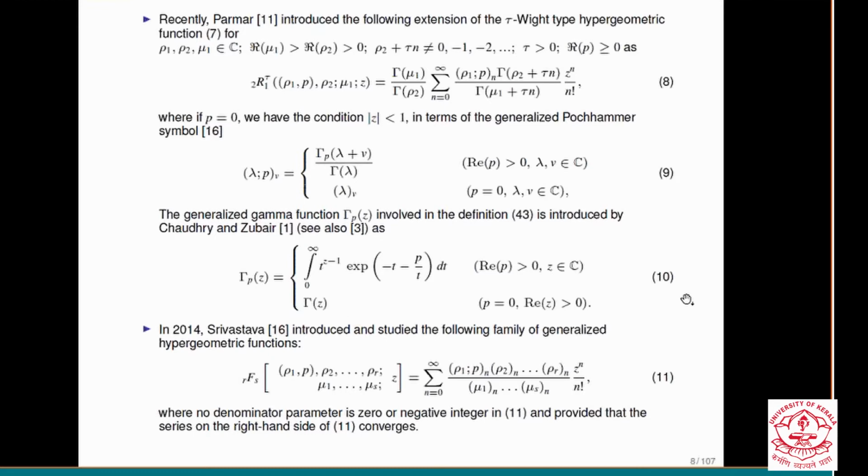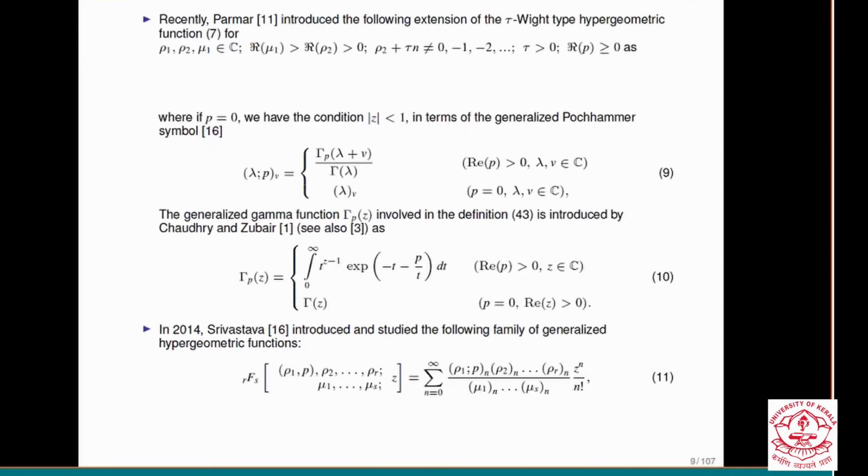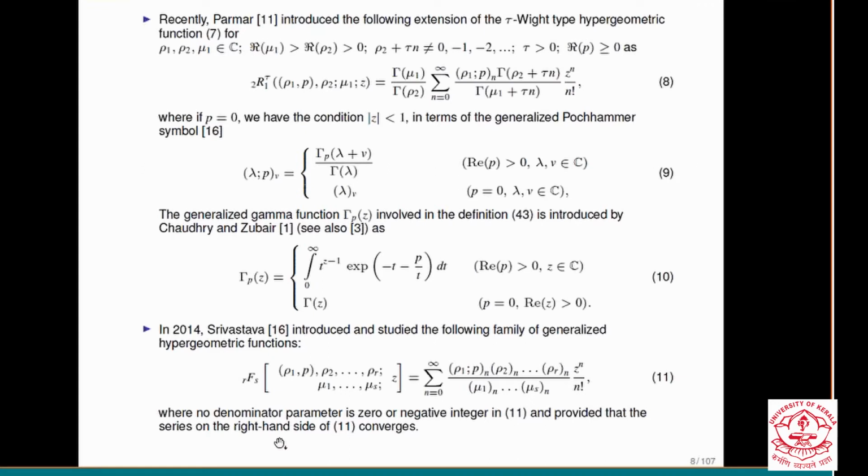Next, in 2014, Srivastava, that is Rekha Srivastava, introduced and studied the following family of generalized hypergeometric function. So he took the pair like this: rho 1 and this p, first one, and this p1, p2, p3 like this. This is defined as equation number 11, and here the conditions are that no denominator parameter is 0 or a negative integer in equation number 11, and provided that the series on the right hand side of 11 converges.